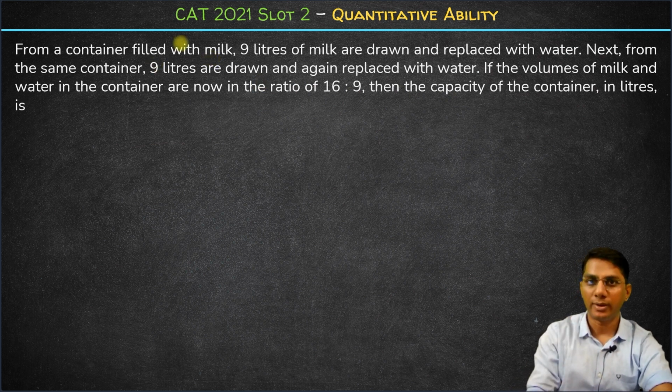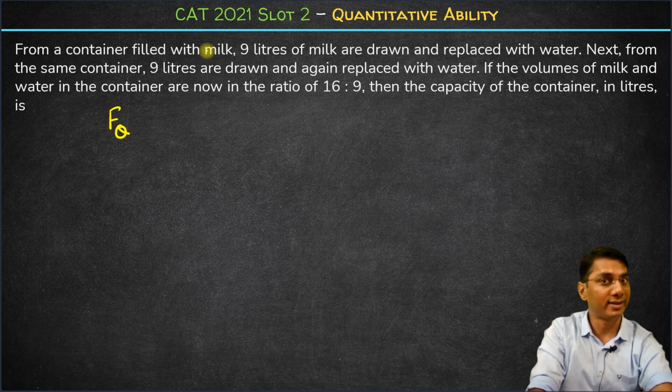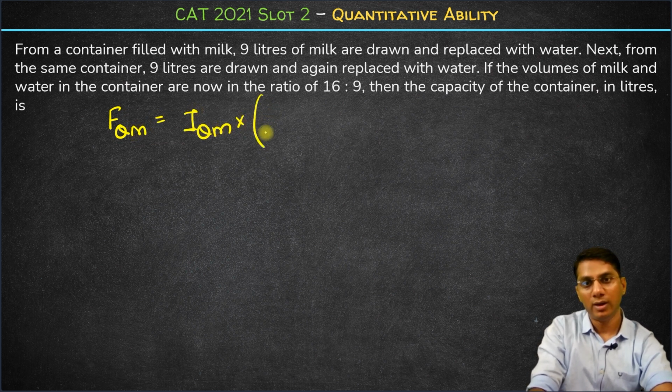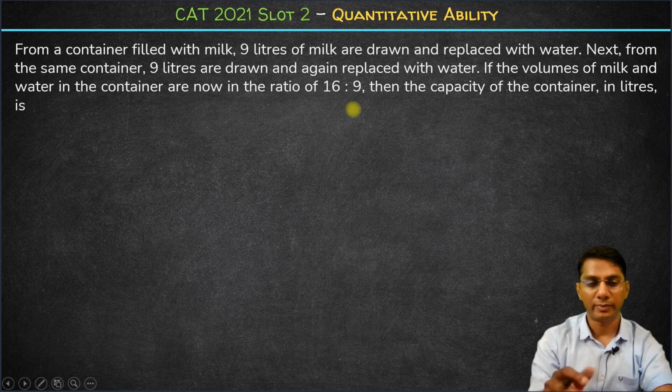Now, if you remember the formula for removal and replacement, this is a very standard removal replacement question. The formula is: final quantity of whatever is getting diluted. Here milk is getting diluted, right? So the final quantity of milk will be the initial quantity of milk into 1 minus the volume that is being replaced upon total volume, raised to the power of the number of times it is being done. You can directly apply this formula and calculate the answer. If you don't remember this formula, it's very easy to figure out.